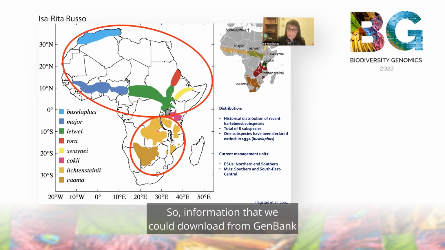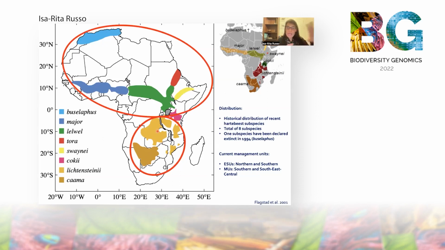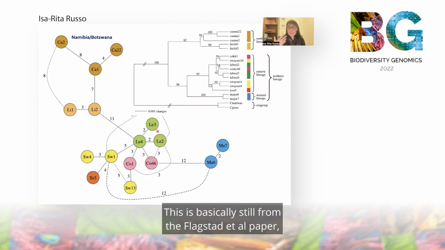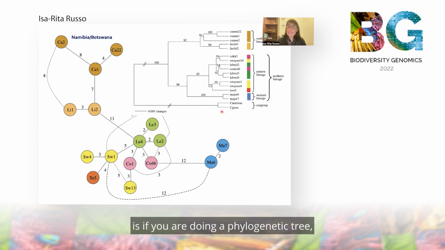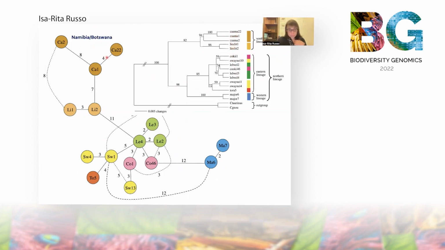So information that we could download from GenBank already gave us some idea of where the genetic diversity is and how the genetic diversity should be split up or compartmentalized. This is basically still from the Flagstad et al. paper, but what I want to really show you here is that if you do a phylogenetic tree, you get a very, very similar result. You get a southern lineage and you get a northern lineage. Within that southern lineage, you have the Kama and the Liechtensteini subspecies.